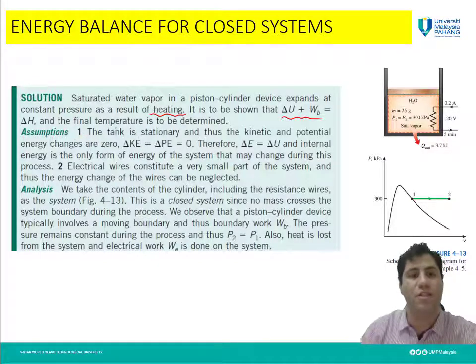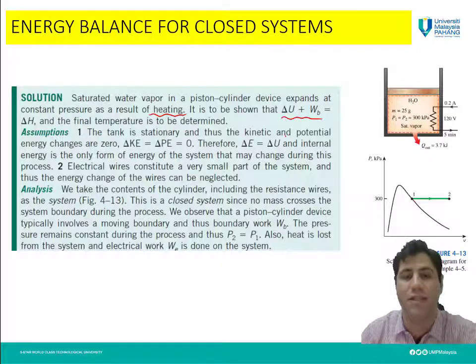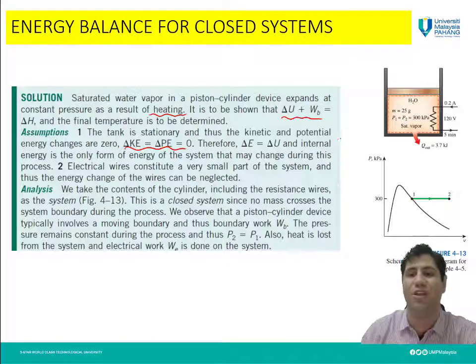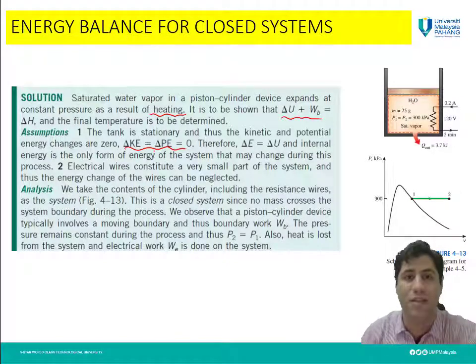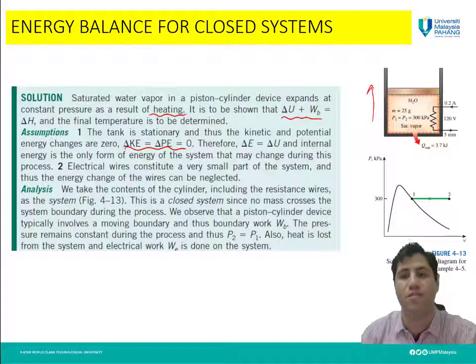The first assumption is the tank is stationary and thus the kinetic and potential energy changes are zero. This is important because we are going to remove delta KE and delta PE. We don't have any information for the potential and kinetic energy of the system. Even for a closed system, we may have delta KE and delta PE. But here, because the system is stationary, its elevation doesn't change, and also it doesn't move.